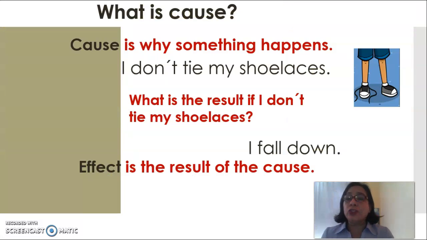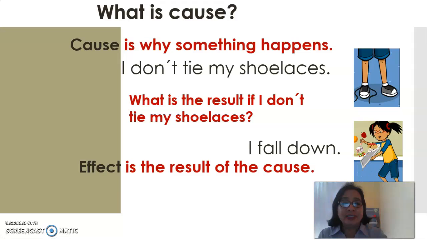Before that, we are going to check what is cause and what is effect. Well, cause is why something happens. For example, in this case, I don't tie my shoelaces. Look. What is the result if I don't tie my shoelaces? I fall down. And in this case, my foot fell down too. Effect is a result of a cause. This is a cause, having the shoelaces untied, and this is the result. This is the effect. Okay?